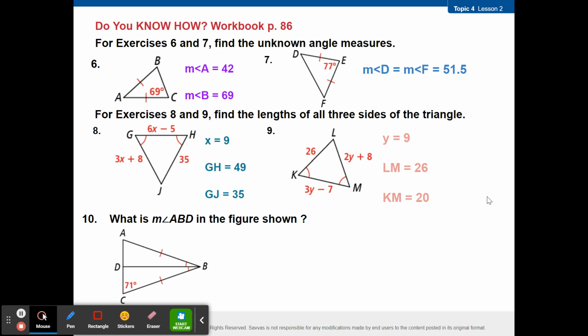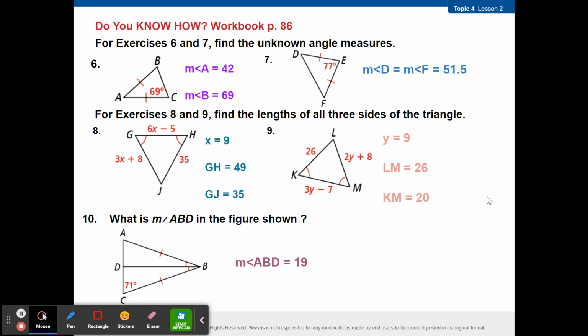Number 10. Patrick, why don't you give me that one? You got 18? I got 19. Oh no, it is 19? Okay. Yeah, the measure of ABD is 19. What questions do we have? Number 6? Sure. All right.